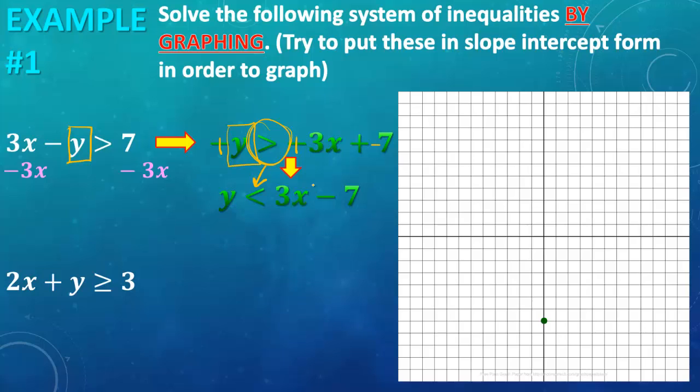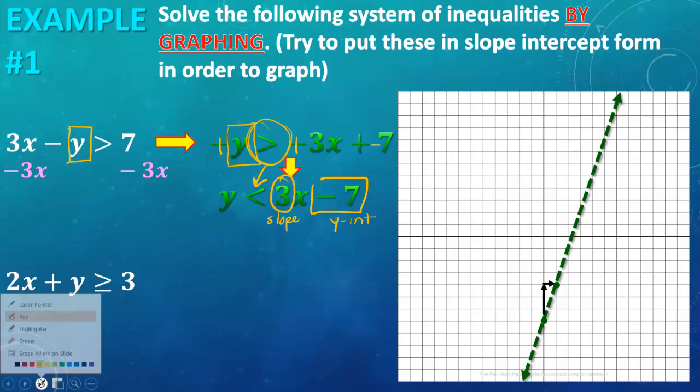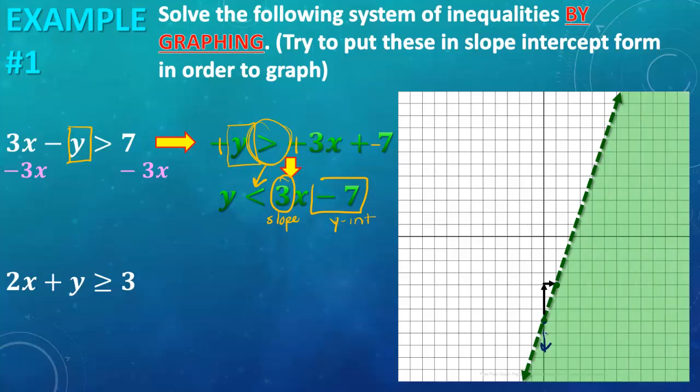So we would start at negative 7 because that's your y-intercept. So we start here at negative 7. And then we go up 3 and right 1 because our slope is 3. So here's our slope. Here's our y-intercept. So we went up 3 and right 1, and because it's y is less than, not less than or equal to, it's a dashed line. Because y is less than, we are going to shade below that line. Even though the line looks like we'd be shading right or left, you look at the y-intercept and say, okay, I'm going to shade below. So that would be down here.